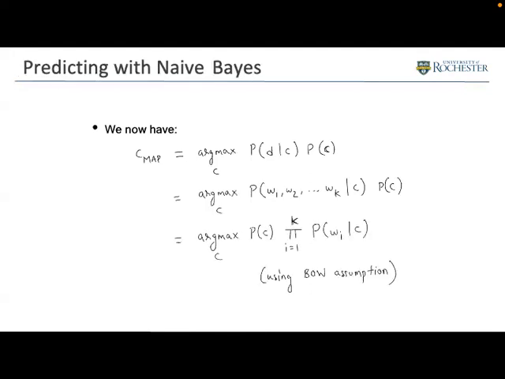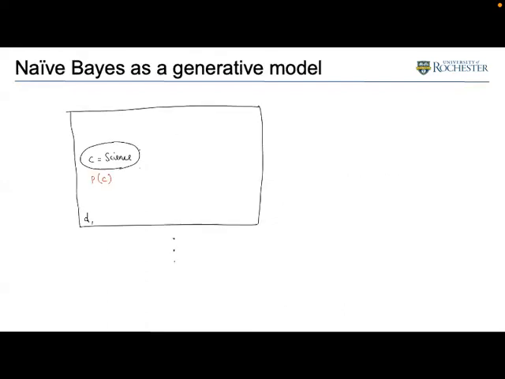So now we have the MAP given by the argmax of P(D|C) times P(C), and we can represent P(D|C) as P(word 1, word 2, ..., word K | C). Because we are assuming they are independent variables, we can take the multiplication of the words conditioned on C, using the bag-of-words assumption. So this is our current formula for naive Bayes.